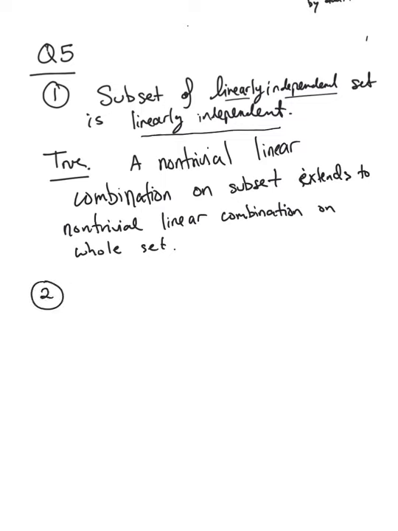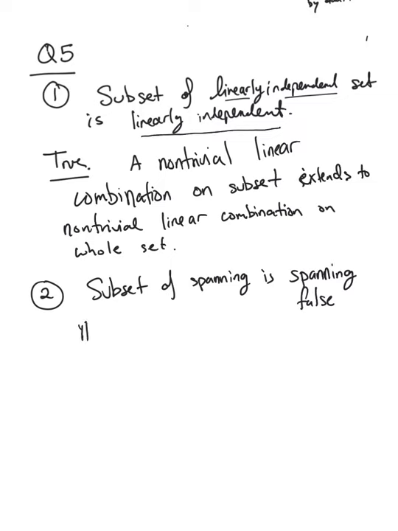So the second one is the same for spanning, this is false. A subset of a spanning set is spanning. And this is false. I'll just give a specific example. We can take R2 spanned by (1, 0) and (0, 1), and (1, 0) alone is not spanning.